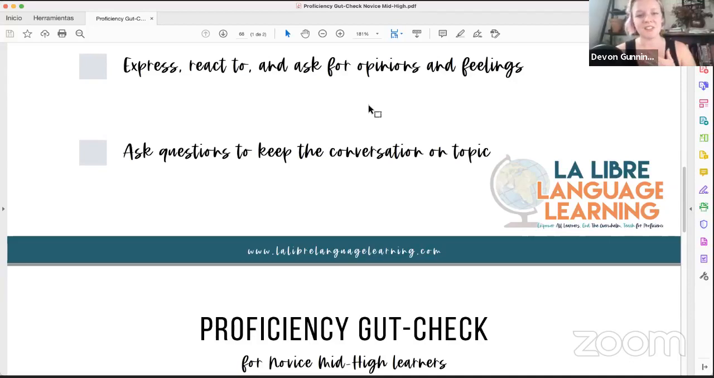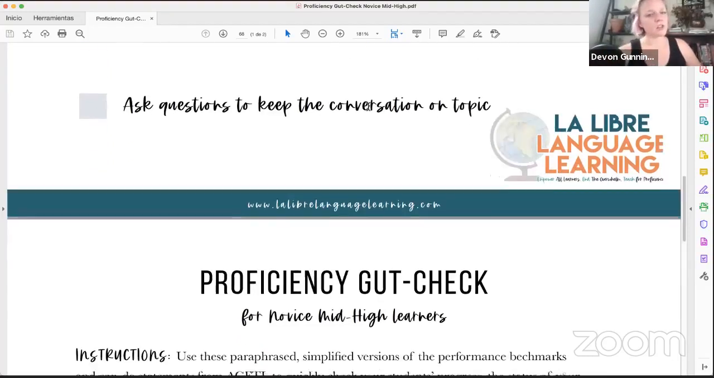Something that we do that is a misstep in level 1 is we go right for teaching them the questions. It's kind of a novice high skill to ask questions. It is. Being able to ask for opinions and feelings is novice high. Being able to do it well and consistently. Occasionally, does good.